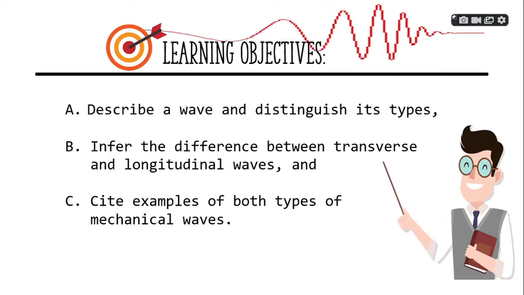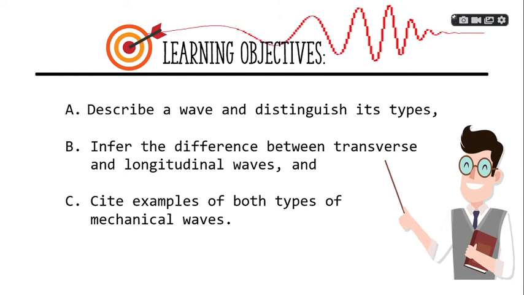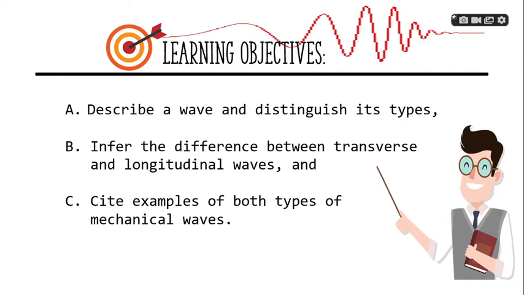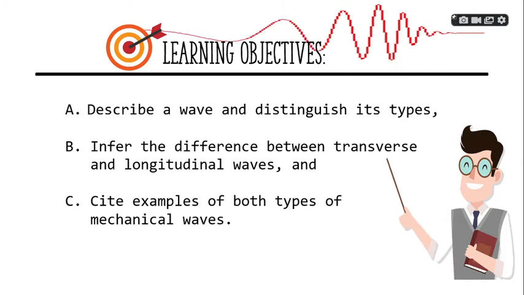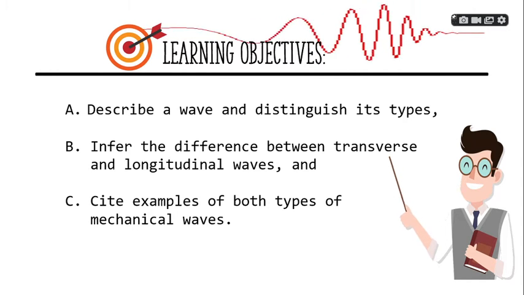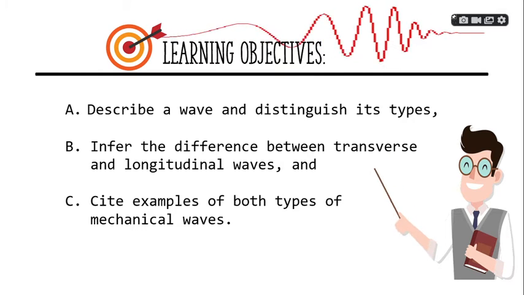At the end of this short discussion, you, students, are expected to attain the following. First, you should be able to describe a wave and distinguish its types. Second, infer the difference between transverse and longitudinal waves. And lastly, cite examples of both types of mechanical waves.